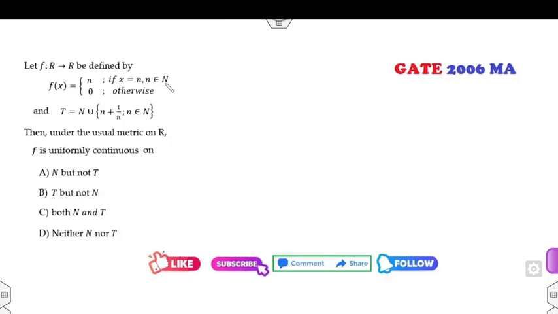F is the mapping from R to R defined in this manner. Capital T is given to be this. F is uniform continuous on the usual metric. Do you remember that? What is the usual metric on R? Yes, it's the discrete metric. The discrete metric is called the usual metric on R.